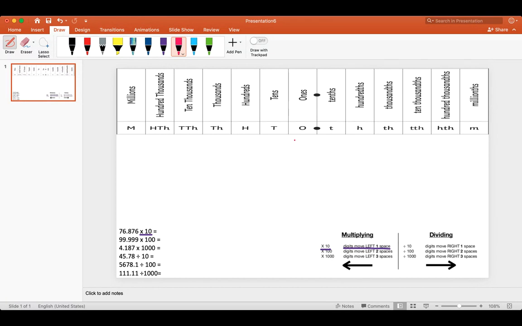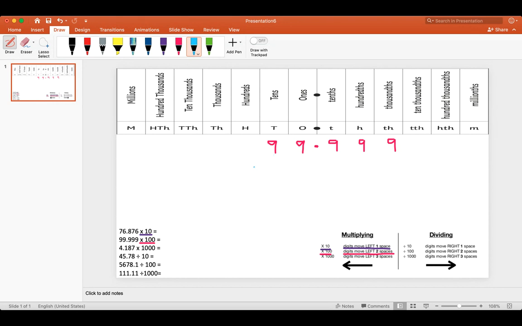99.999 multiplied by 100. So let's put my decimal point in first and work around the decimal point to make sure that our digits are in the correct column. So we've got 9 tens, 9 ones, 9 tenths, 9 hundredths, and 9 thousandths. And we've been asked to multiply by 100. Let's have a look at 100. We've got to move each digit 2 spaces to the left. Let's do that one now.